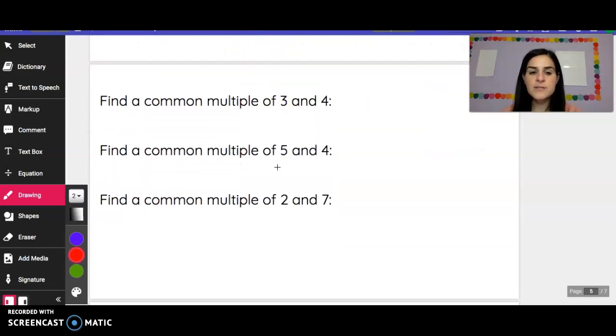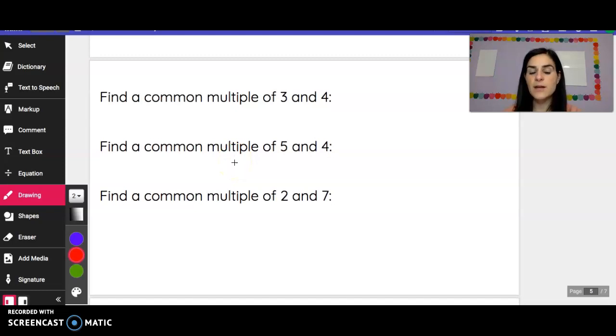Okay, I want you to pause the video, and I want you to find a common multiple of 3 and 4, a common multiple of 5 and 4, and a common multiple of 2 and 7. You can stop as soon as you find the first one. There is more than one right answer here. I'm going to list a couple common multiples, so pause the video, see if you can figure out these three.